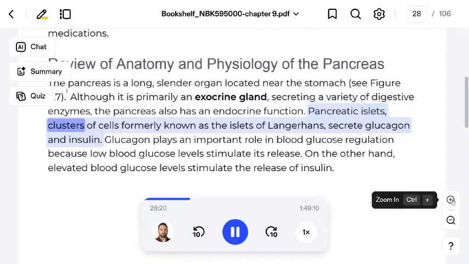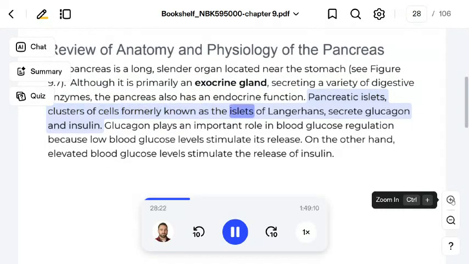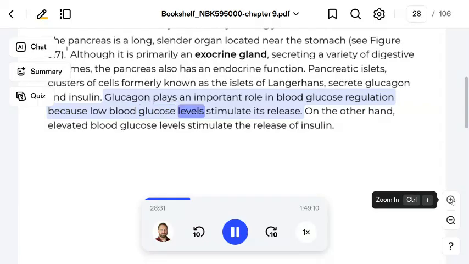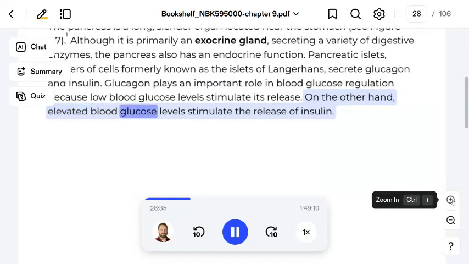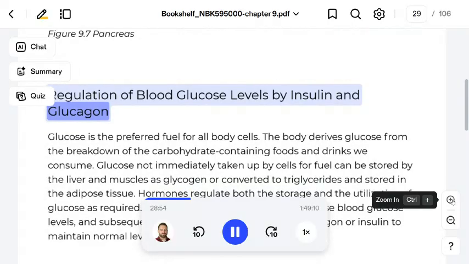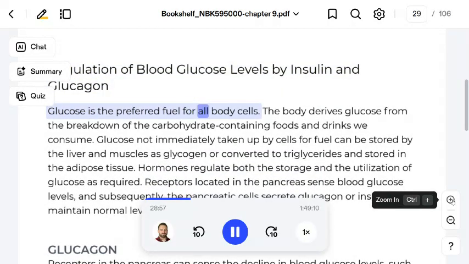Pancreatic islets, clusters of cells formerly known as the islets of Langerhans, secrete glucagon and insulin. Glucagon plays an important role in blood glucose regulation because low blood glucose levels stimulate its release. On the other hand, elevated blood glucose levels stimulate the release of insulin. Regulation of blood glucose levels by insulin and glucagon. Glucose is the preferred fuel for all body cells.